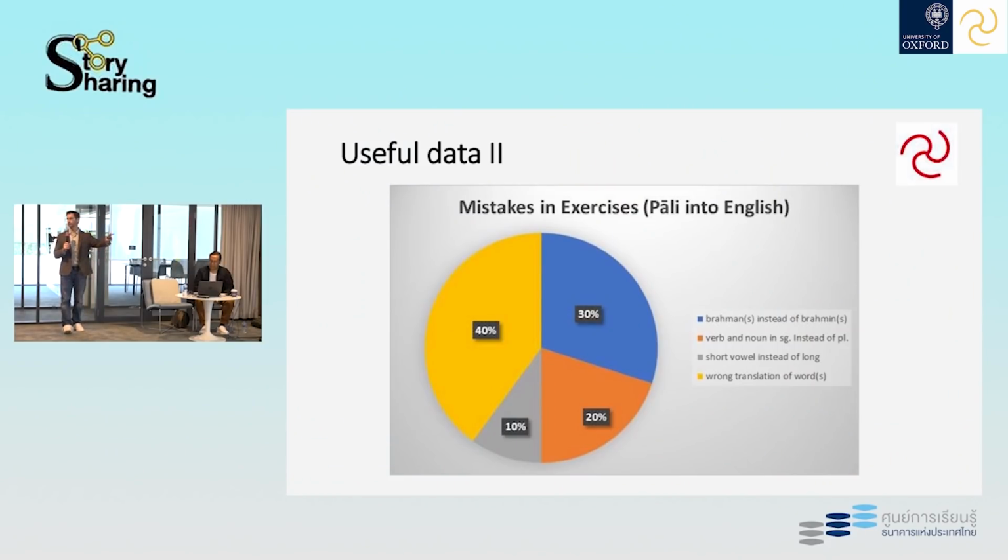So this result actually is from lesson 12 of the first level of the Pali course. And the problems with translating Pali into English have mainly been about mixing up the singular and the plural. So the yellow segment and the blue segment, the blue segment and the orange segment, they're just simple mistakes with mixing up a singular noun with a plural noun. The yellow segment, 40% is wrong translation, so they need to work on their vocabulary.